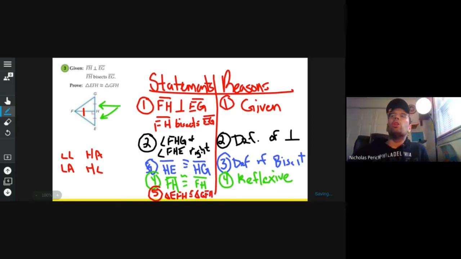And that's using which one of these postulates? Just type it out. Either LL, HA, LA, or HL. Which postulate says that I can say that these guys are congruent? LL is correct.